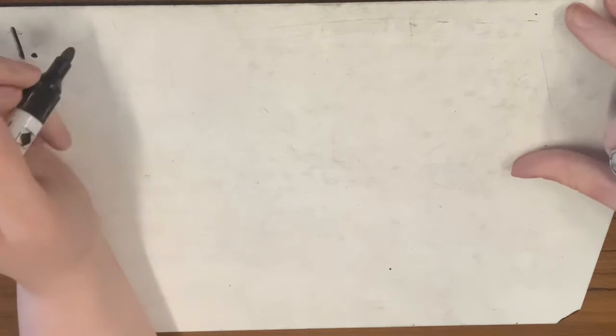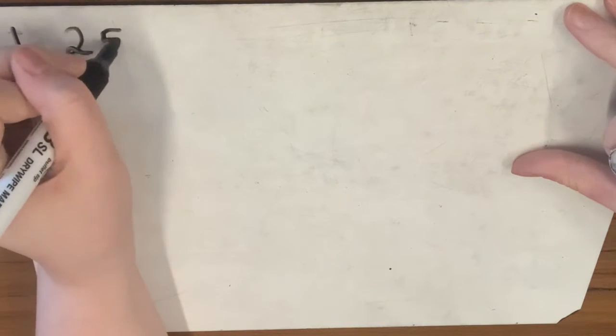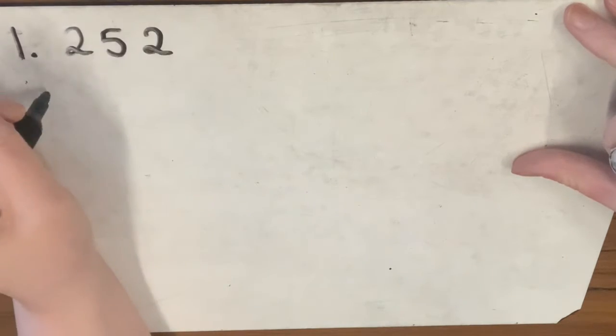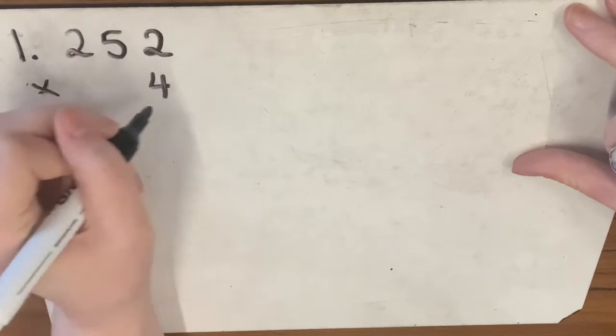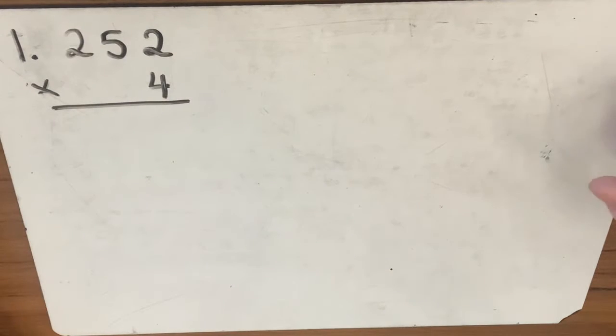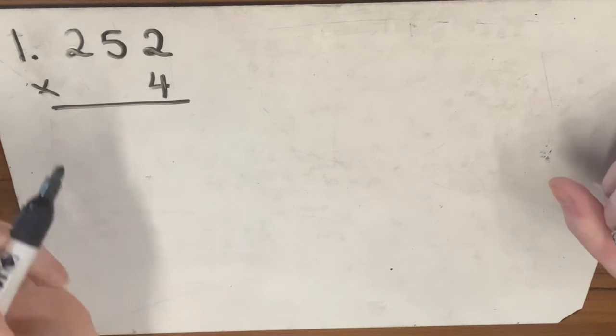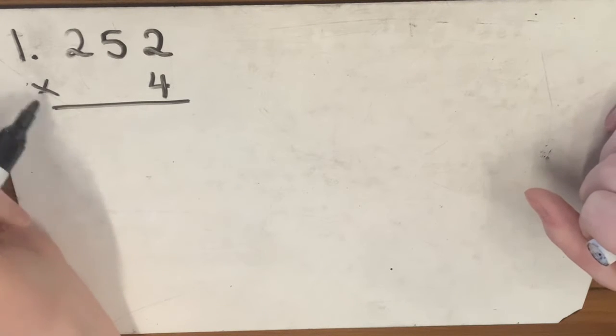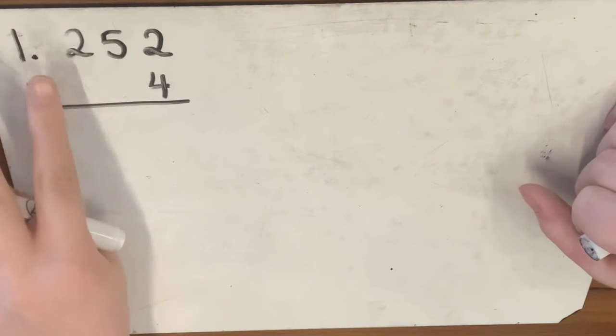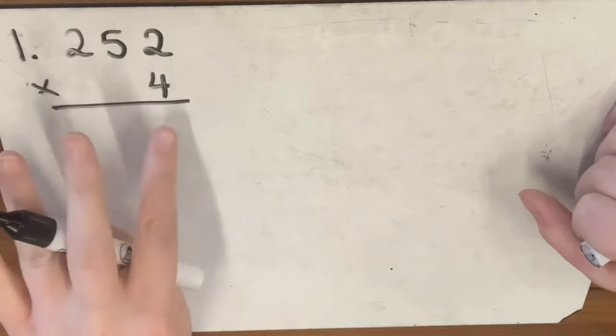So I'm just going to do one as an example. I've got 252 times 4. With my multiplication, I've put my x at the side, so it's out the way of my sum, but I still know it's a multiplication sum, and I've kept it nice and clear.